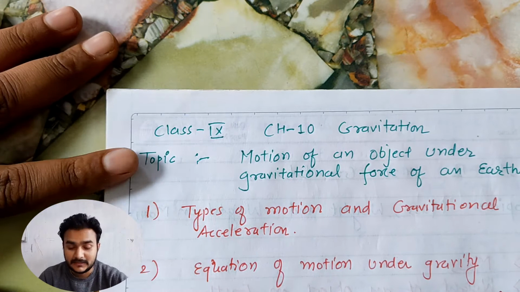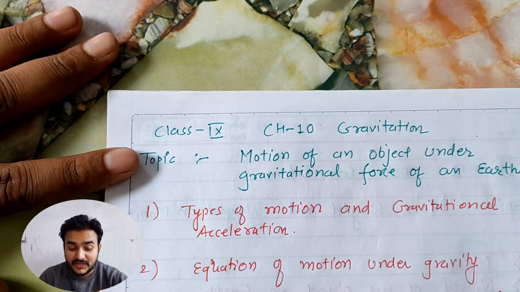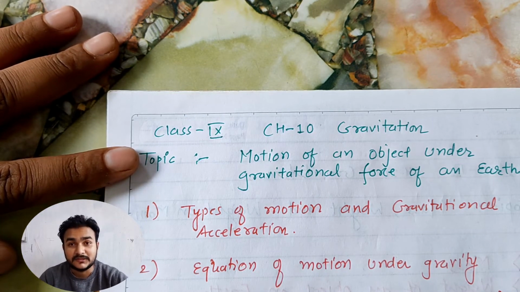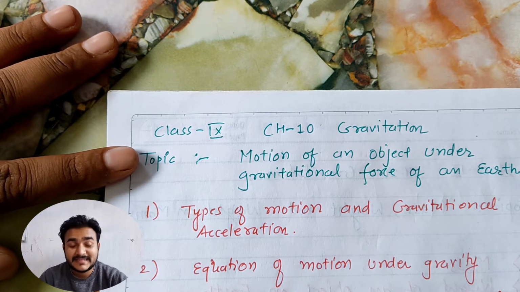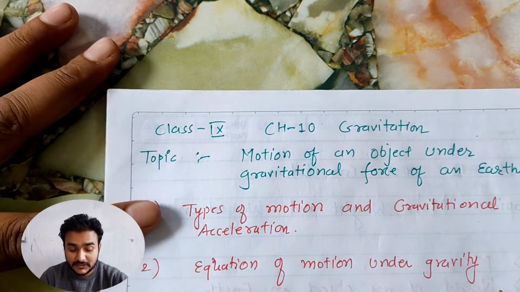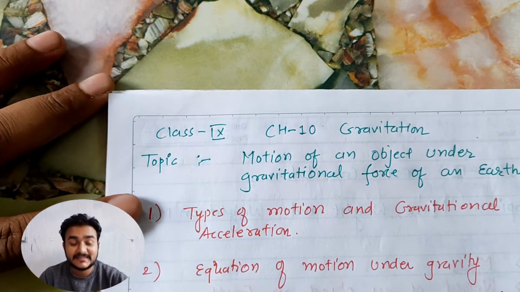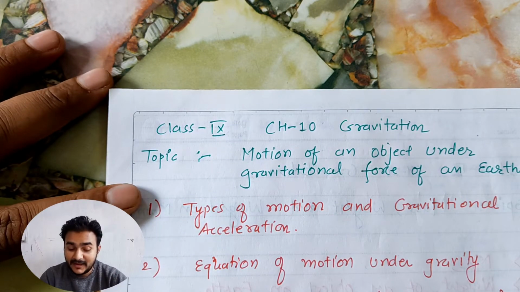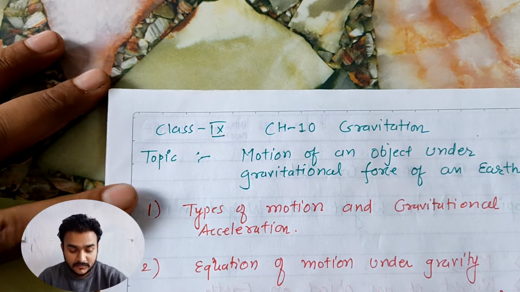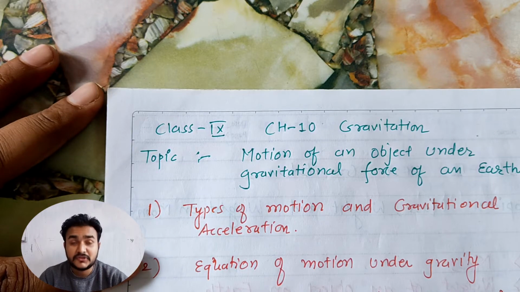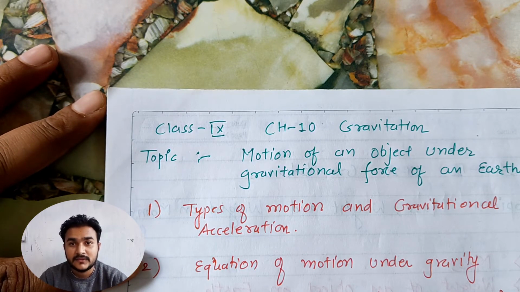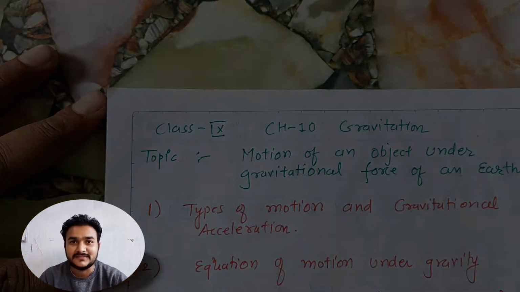In today's video we will discuss one of the concepts of class 9 physics chapter 10 gravitation, and the topic is motion of an object under gravitational force of earth. This topic can be understood using 2 points. First point is the type of motion and gravitational acceleration. Second point is equation of motion under gravity. So let us start the session.